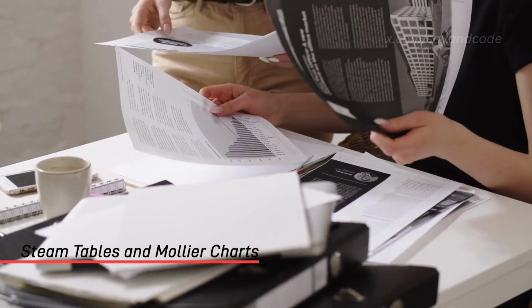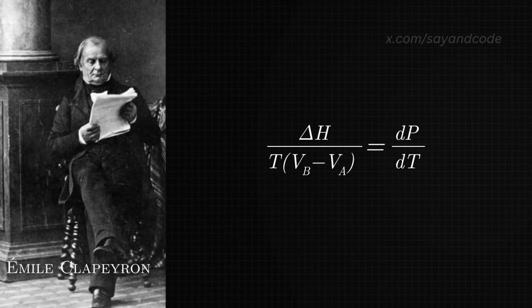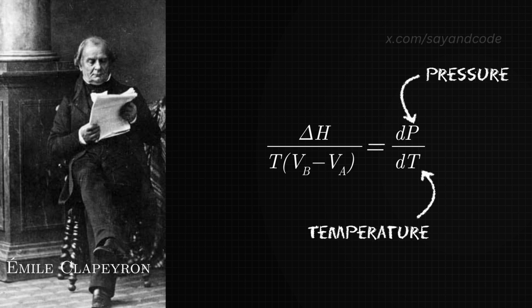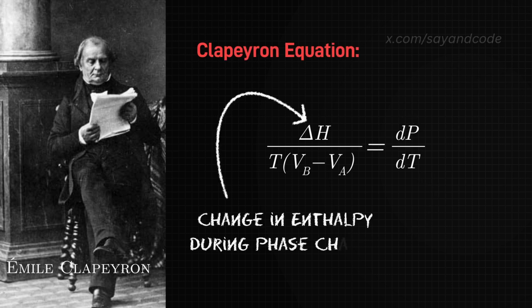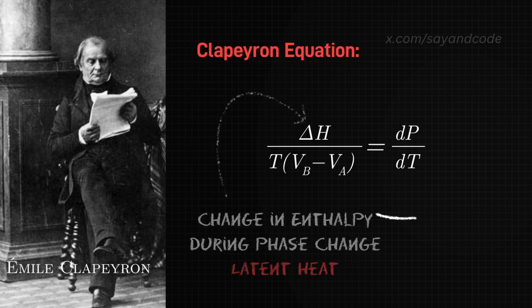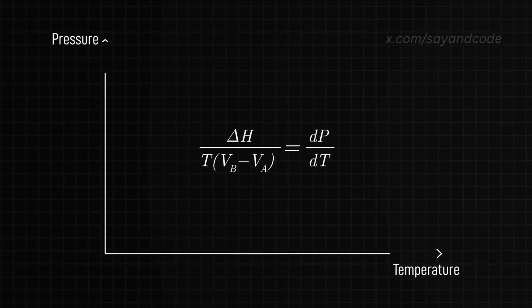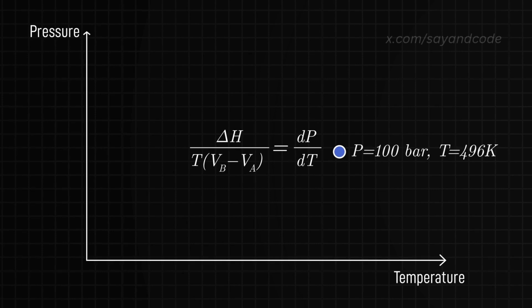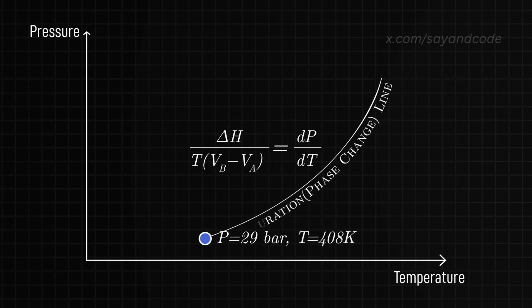But a French engineer, Émile Clapeyron, was able to create a theoretical equation, which could show the mathematical relationship between temperature and pressure, for the process of phase change. This equation is called the Clapeyron equation, where delta H is the change in enthalpy during phase change, also known as latent heat, V is the volume, P is pressure, and T is temperature. Using this, if we know the temperature and pressure of any one point where phase change happens, we can calculate the saturation temperature and pressure at every other point where the phase changes.